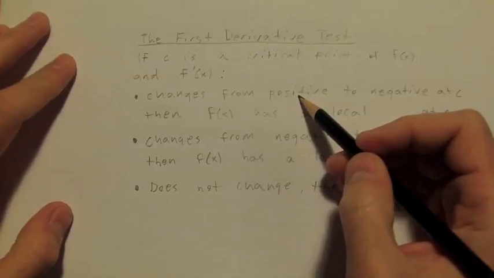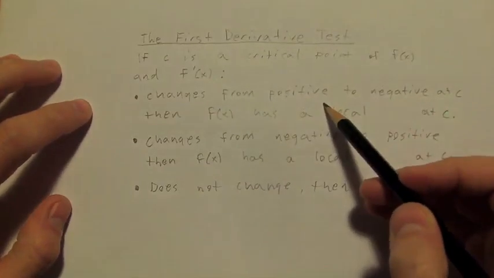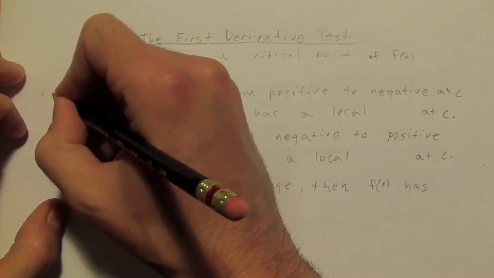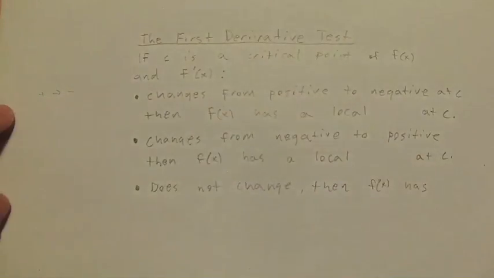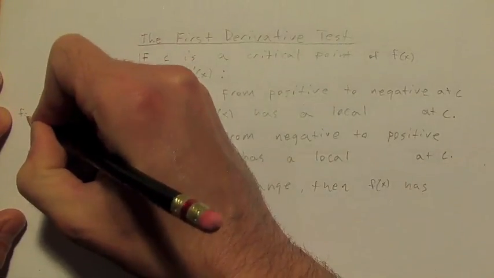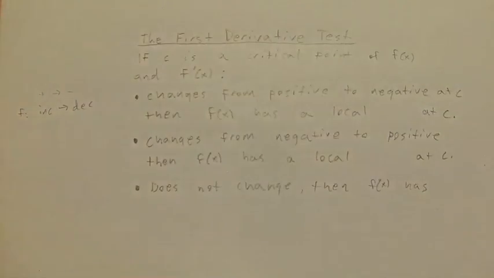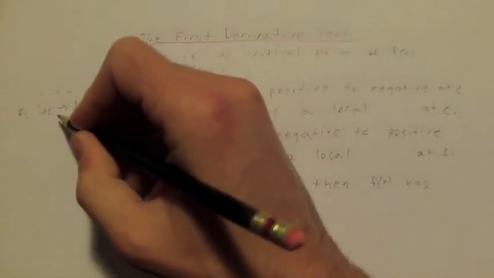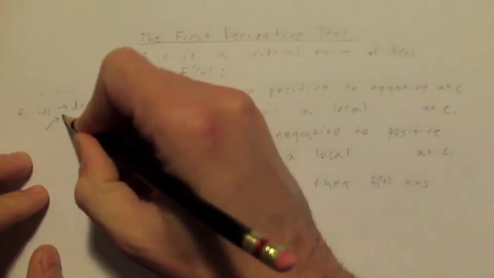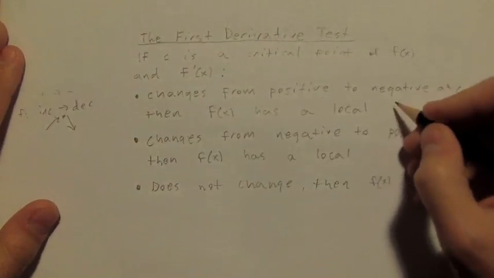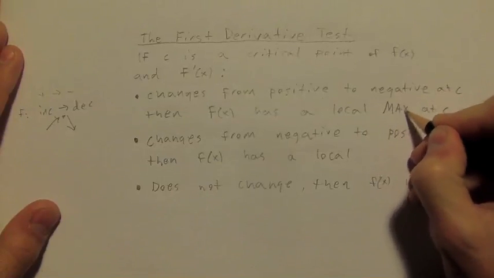And think about why. If f prime is changing from positive to negative, that means that f goes from increasing to decreasing, or it goes from rising to falling. Therefore, it must have a max there. So it's got a local max in this case.